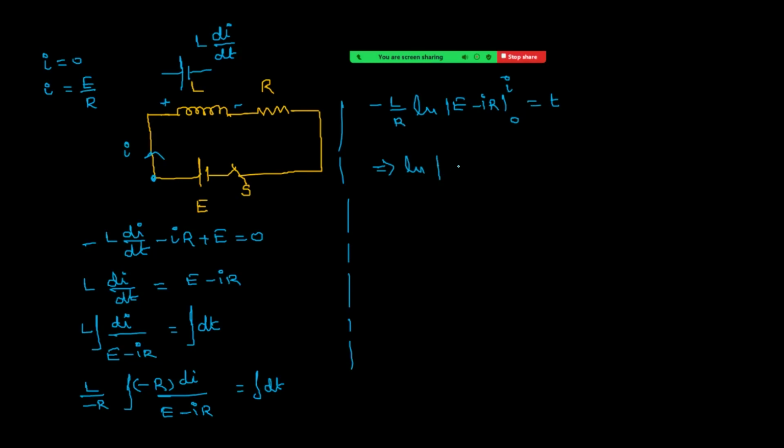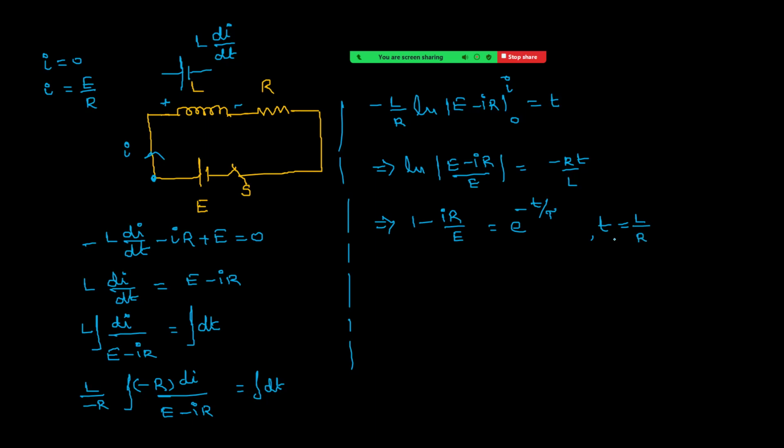This is ln of E minus IR upon E, that is equal to minus Rt by L. Now take the anti-log on both sides. 1 minus IR by E is equal to e power minus t by tau, where tau equal to L by R.